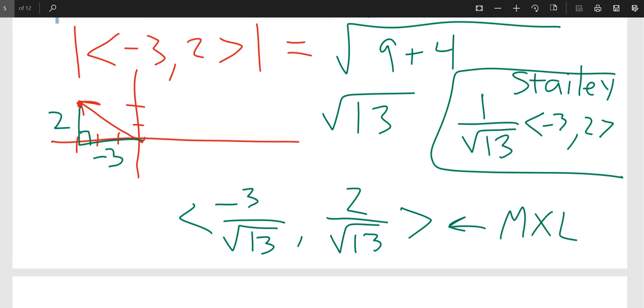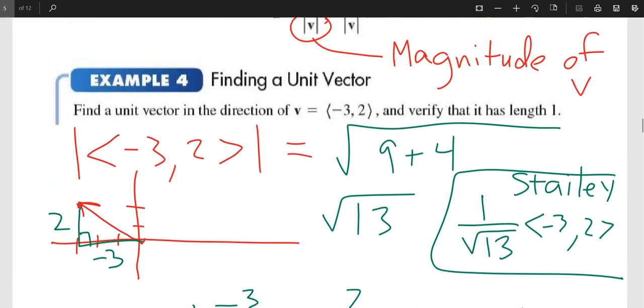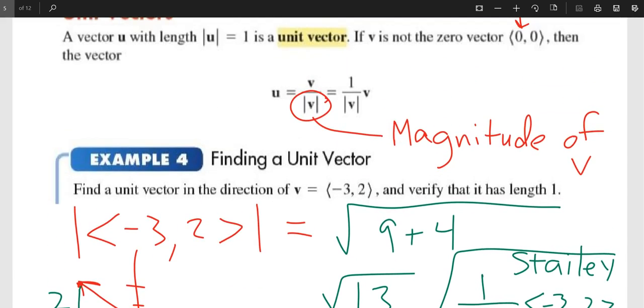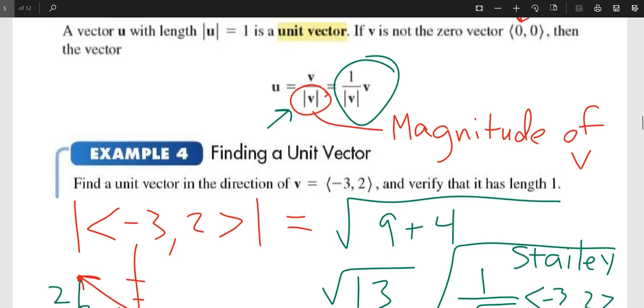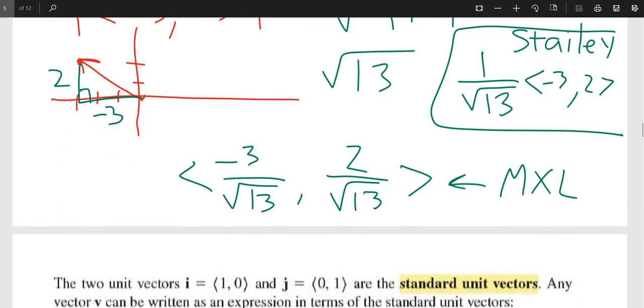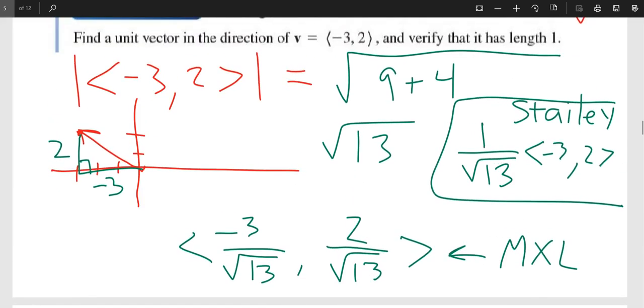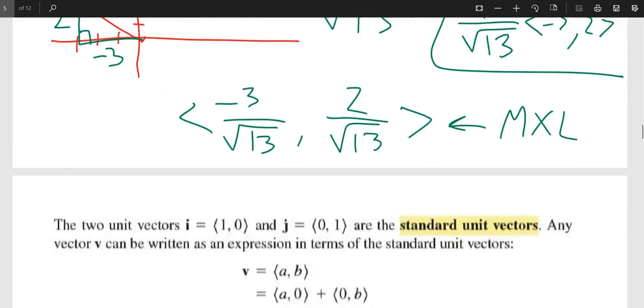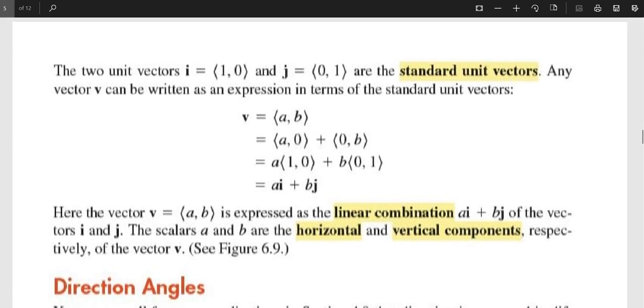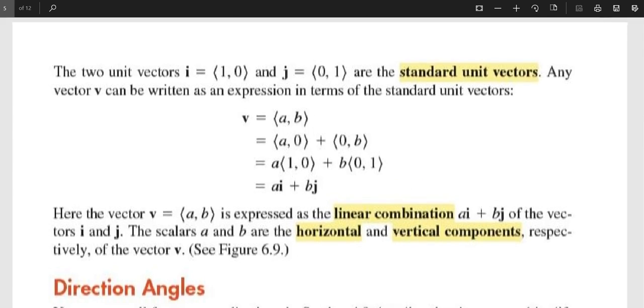Wait, how do you get the 1 on top? Well, folks, if you want to divide, look at what it says right here. If you're dividing, isn't that the same thing as multiplying by 1 over that? Division is the same as multiplying by the reciprocal. Yes, 1 over whatever that number is. Now, this notation does show up, so you need to be aware of it.